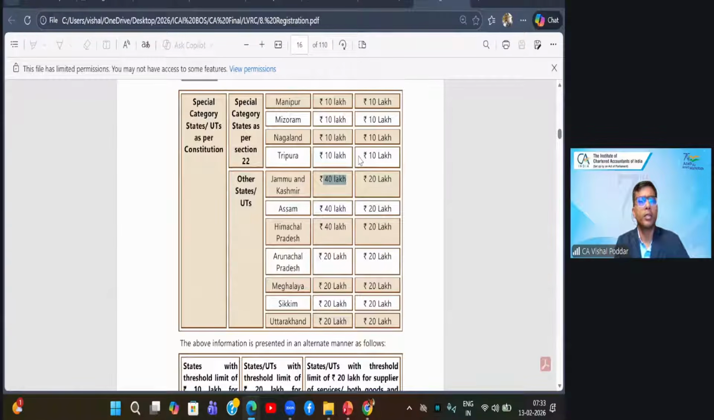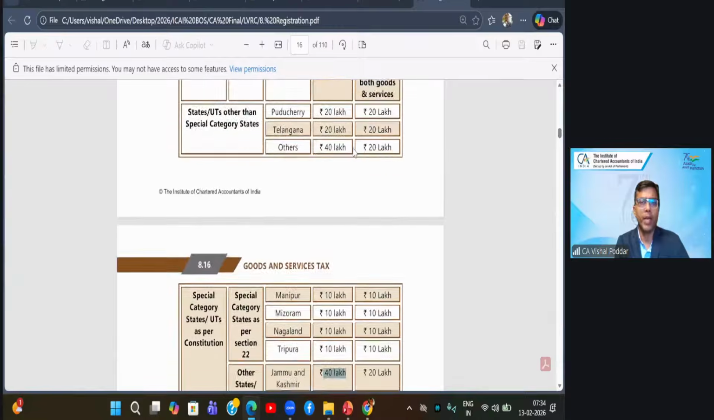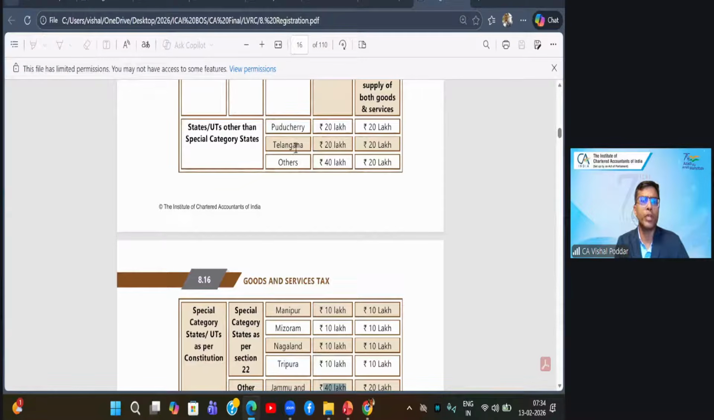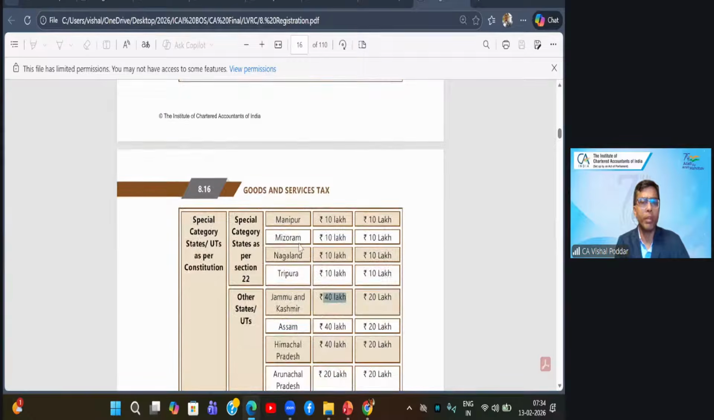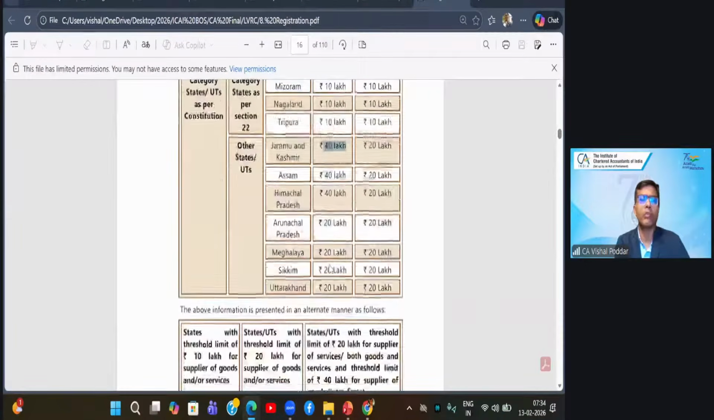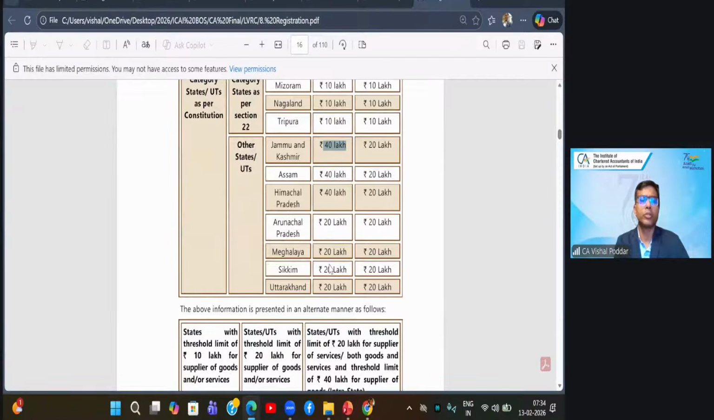So this is where it will slightly require some learning. For example, you have to remember these four names: Manipur, Mizoram, Nagaland, Tripura. These four have opted for 10-10 both, correct? And then you have to remember Puducherry, Telangana, which is 20-20, correct? So you can make these two categories: Puducherry, Telangana 20-20, and Manipur, Mizoram, Nagaland, Tripura 10-10. Remaining all states, whether special category or regular, are 40-20. So this is how you will have to remember the limits.